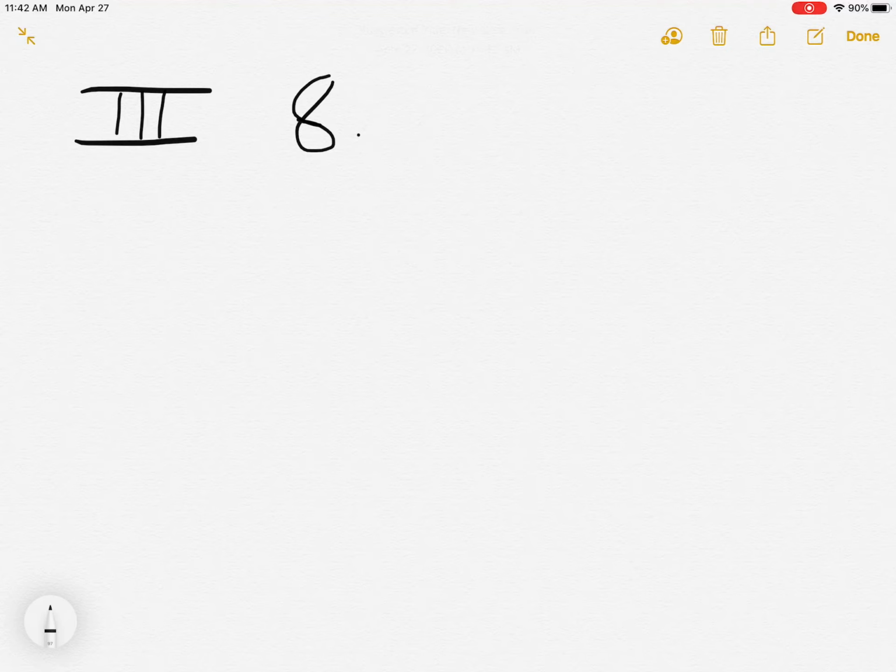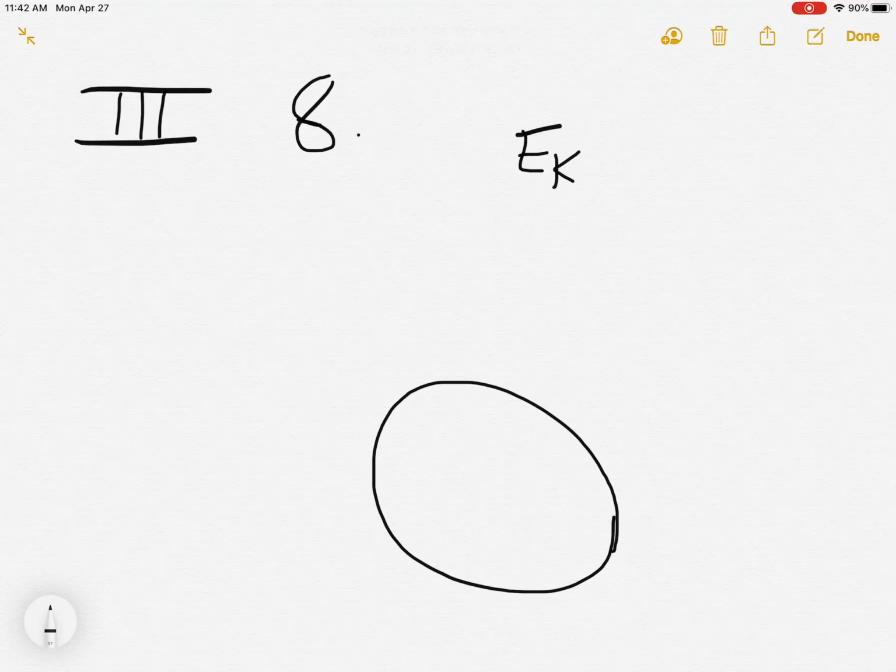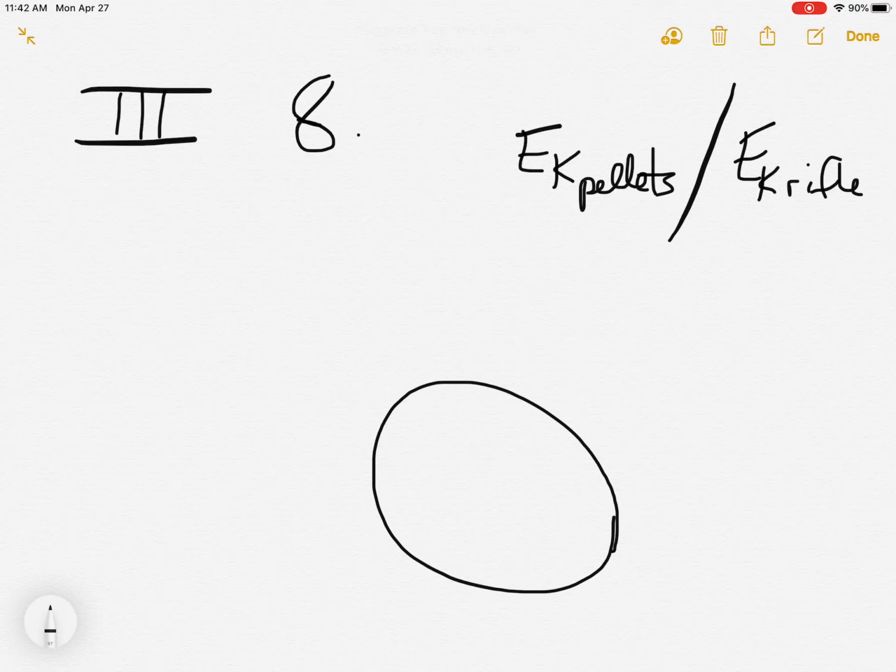All right, here we are at level 3. This is number 8. This question is, you just have to get your head around the wording of it. Be careful not to read too much into it. Okay, so what you have is a swarm of pellets. So essentially, all we're doing is we're taking the kinetic energy of pellets in orbit, and we're comparing that to the kinetic energy of a rifle. So compared to, remember, compared to is like a fraction, the EK of a rifle. That's really all we're doing.